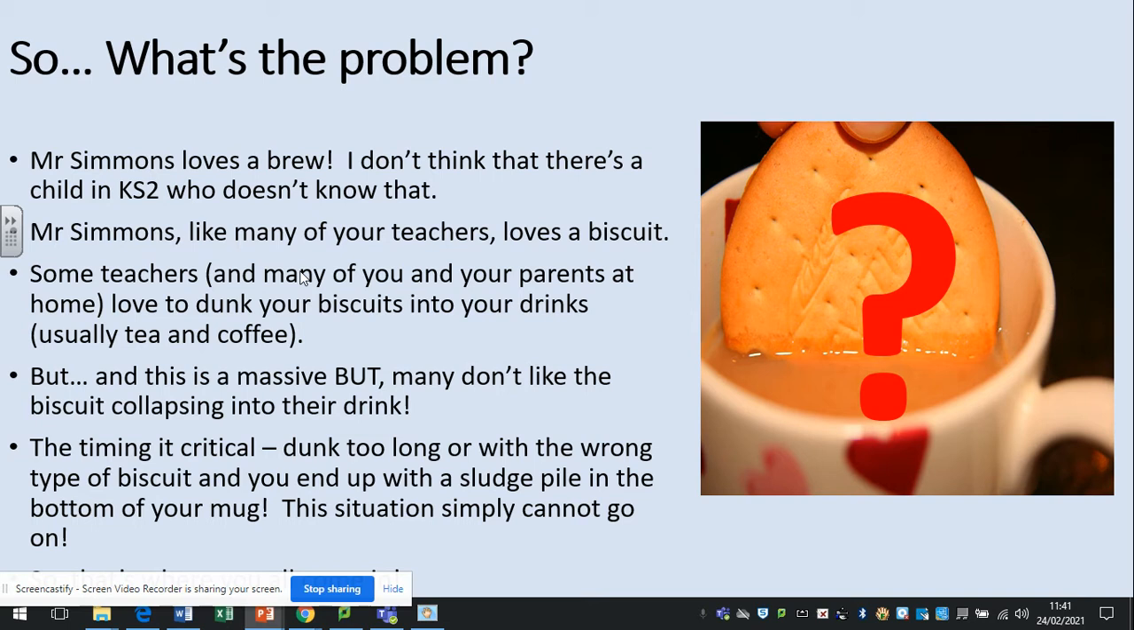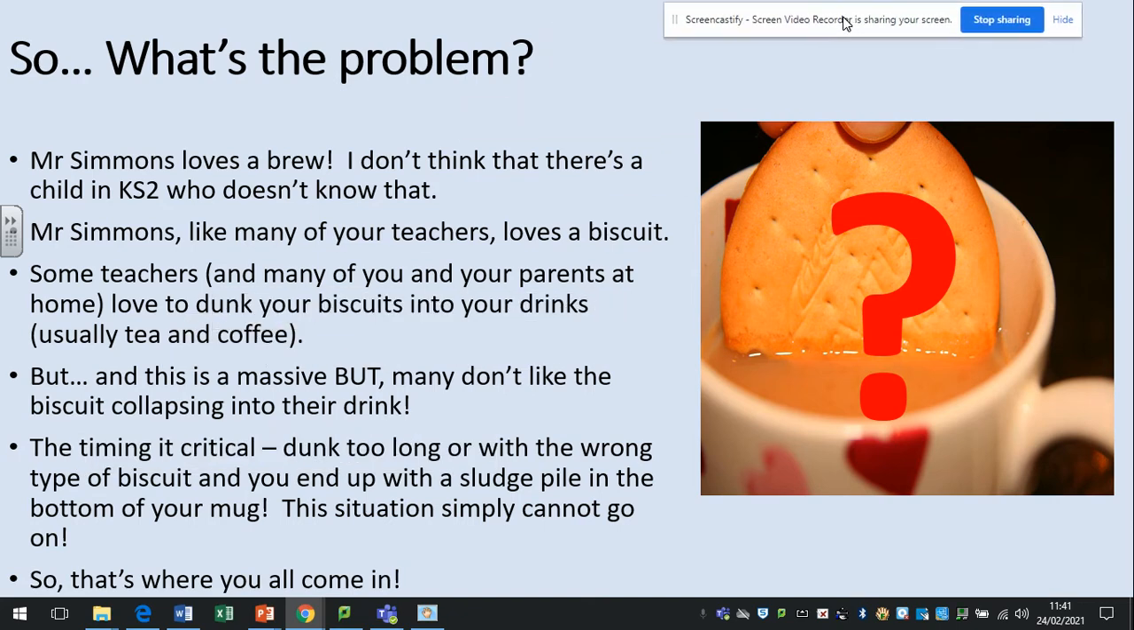But, and this is a massive but, many don't like the biscuit collapsing into their drink, and that's my problem because I've yet to master the optimum time to dunk it for before it collapses into my brew. And because I don't have sugar in my tea and coffee, I don't want biscuit piled up at the bottom. So this is a major problem. Timing is absolutely critical. If you dunk too long or with the wrong type of biscuit, you're going to end up with a sludge pile in the bottom of your mug. And that situation cannot be allowed to continue.